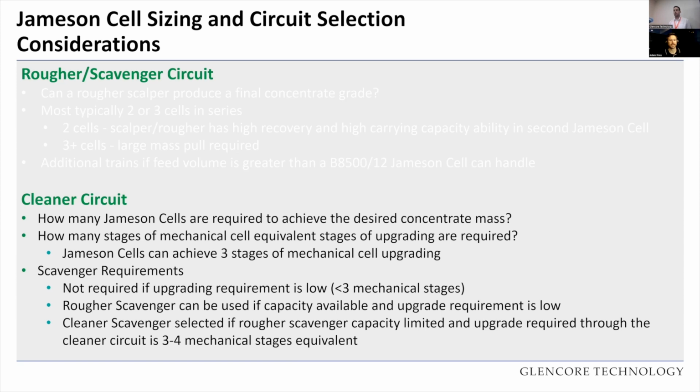concentrate grade achieved. We also look at the rougher scavenger, whether that can be used as a combined scavenger and it makes sense for that specific duty and commodity, or whether a specific cleaner scavenger is required. This is usually the case in most of your base metals scenarios, copper, zinc, lead, and can be the circuits where it probably requires more upgrading ratio through cleaning circuits, and or those extremely high recoveries combined with high upgrade ratios.